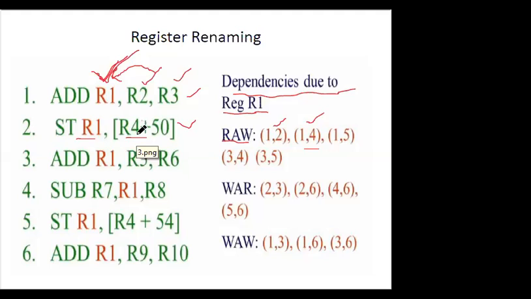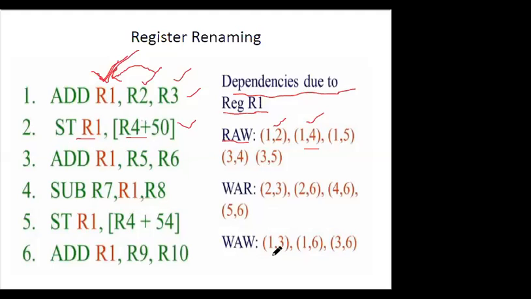And what are the write after read dependencies? Write after read dependencies are between 2 and 3. Then we have between 2 and 6, then between 4 and 6 and 5 and 6. So these are write after read dependencies.